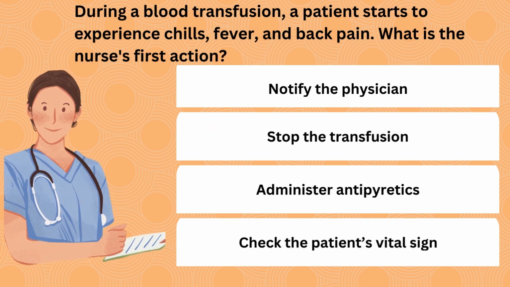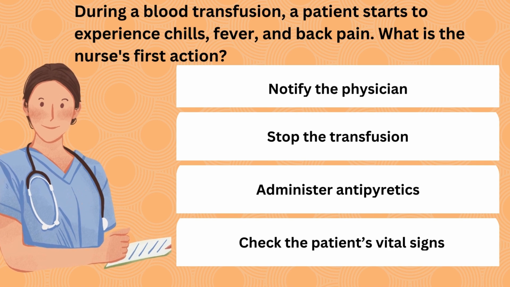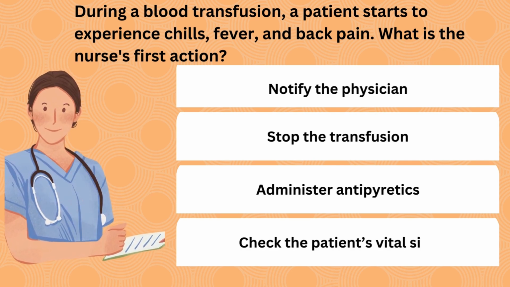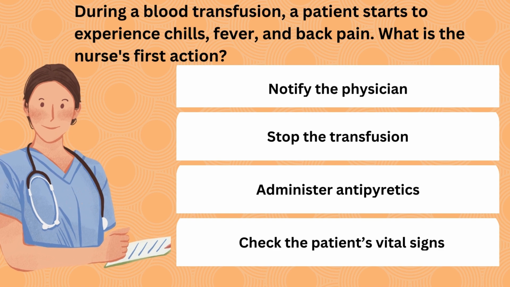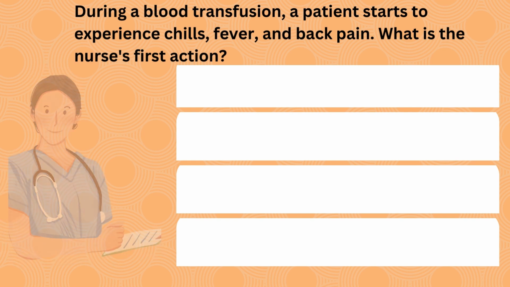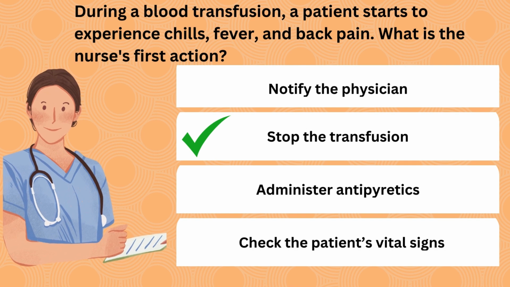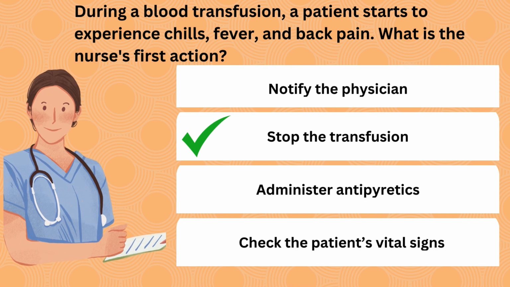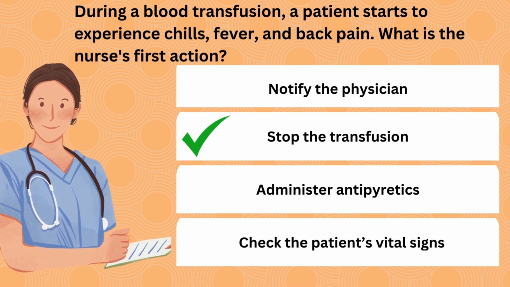Question 5. During a blood transfusion, a patient starts to experience chills, fever, and back pain. What is the nurse's first action? Is it A. Notify the physician, B. Stop the transfusion, C. Administer antipyretics, D. Check the patient's vital signs? The correct answer is B. Stop the transfusion. Stopping the transfusion is the priority action to prevent further adverse reactions.